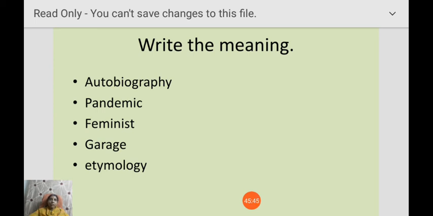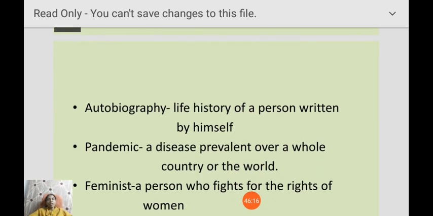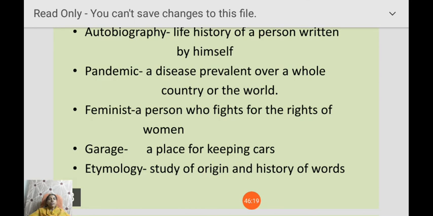Pandemic. Now this is what we are facing, the problem we are going through. A disease prevalent over a world or a country. So if some disease is prevalent throughout the world, we call it a pandemic, or all over the country, we call it a pandemic. Feminist. A person who fights for the rights of women. Here are the answers for you. A person who fights for the rights of a woman is called a feminist person.